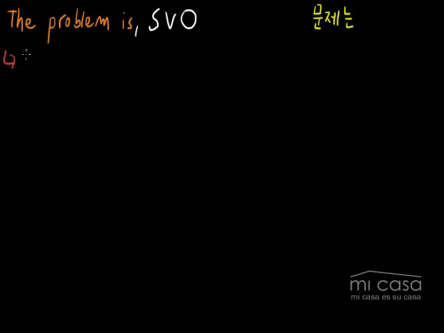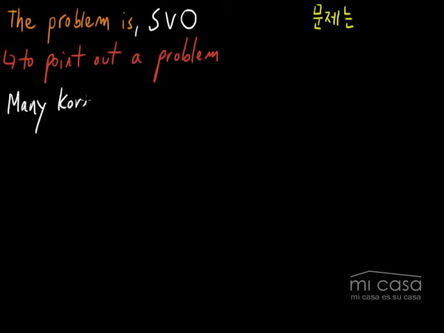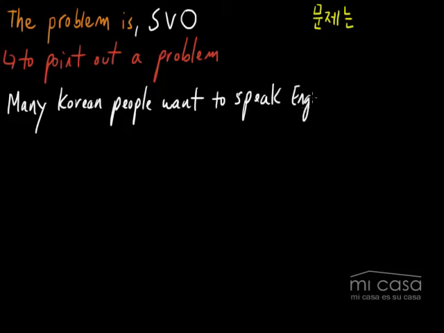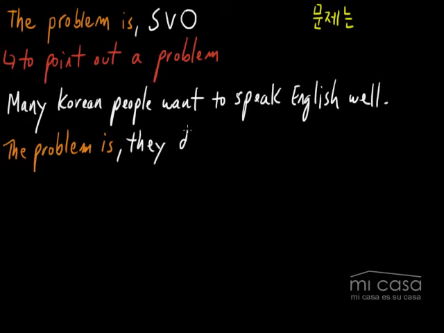And obviously we use this to point out a problem. Okay? So let's go ahead and look at our first example. Many Korean people want to speak English well. The problem is they don't really study that much, okay?